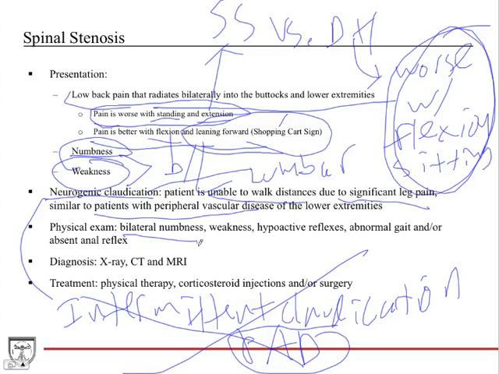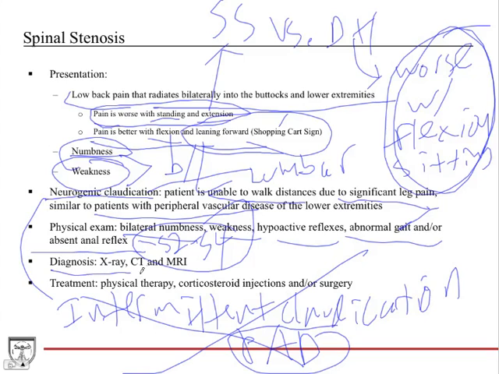Physical exam, like I said, bilateral numbness, weakness, hypoactive reflexes, abnormal gait, and or absent anal reflex. So this depends on what levels you're at. If you have compression down more in that S2 to S4 region, if you have spinal stenosis down more in that region, that can give you this presentation as well.